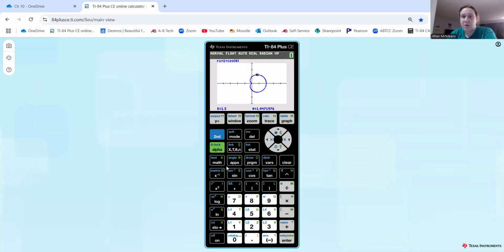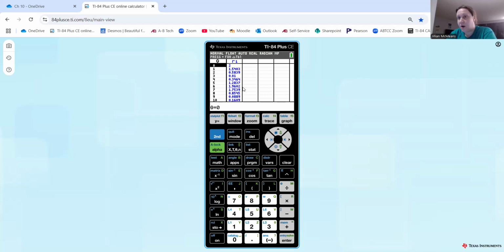So let's say we wanted to do pi divided by 4. Well, when we have pi over 4, R is 1.7. When we have 5 pi divided by 6, R is 0.133. Okay, so you can use that to help you create a table. You can also just look at a table. You can go second graph and it's going to give you a theta R table.